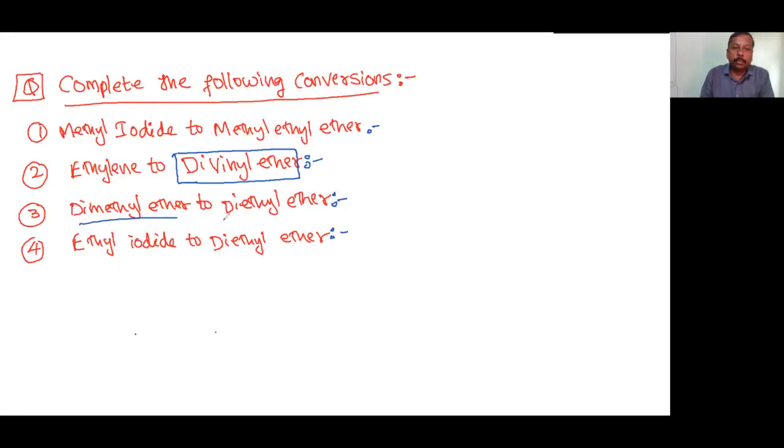Dimethyl ether to diethyl ether. That means here dimethyl CH3 oxygen CH3. Then it must be converted to CH3 CH2 oxygen CH2 CH3. This is the third question. That means we have to increase one carbon atom. Increase what? One carbon atom. Okay. So for that, the very best method is Wood's reaction.